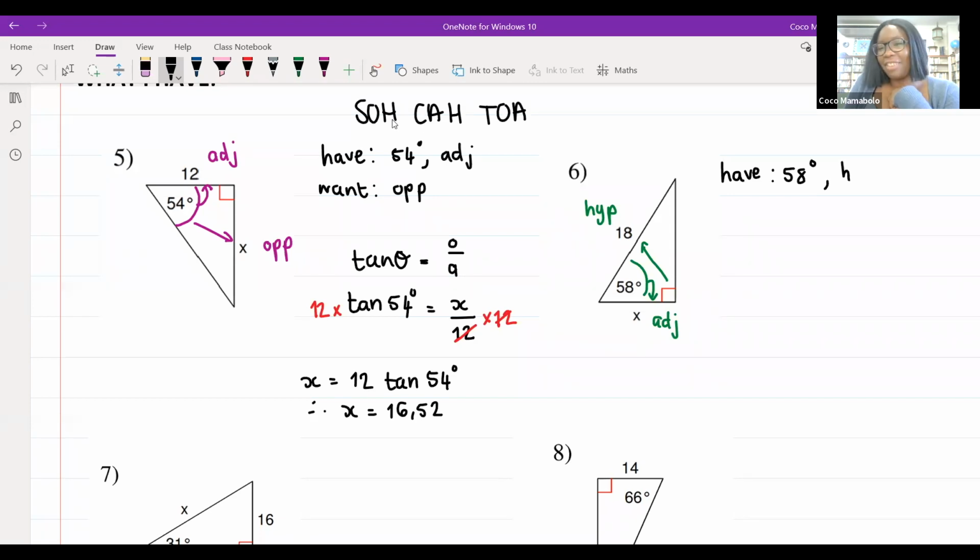Hypotenuse. Excellent. I've got the hypotenuse. Well done. What do I want? The opposite side. Oh, no. Have a look again. What side are we looking for? Have a look. It's the one right next to my angle. What do we call it?